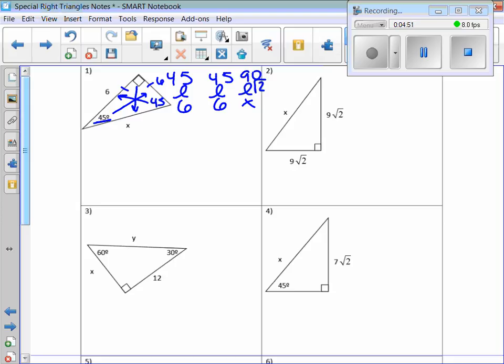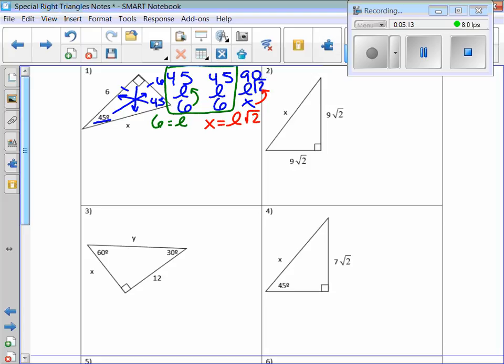So looking at that table you created, you want to ask yourself, where do we have all the information? We have all the information at 45. So we know 6 is coming from L, so what that tells us is 6 is equal to L. We need to get x. So if we look at x, x is coming from L times the square root of 2. So x equals L times the square root of 2.